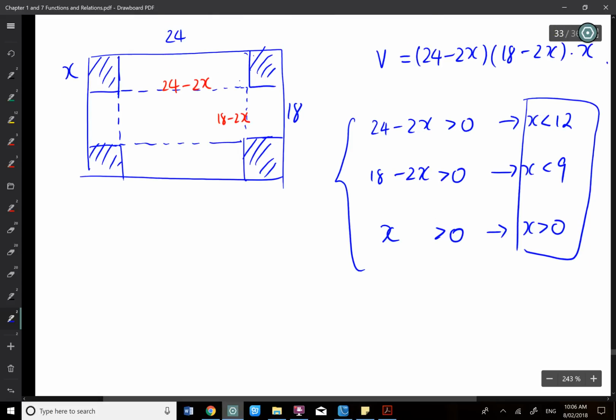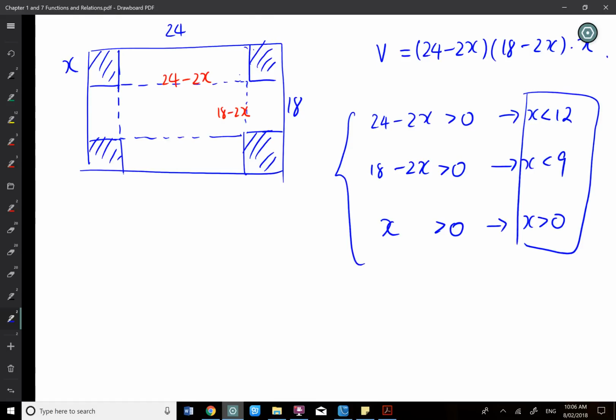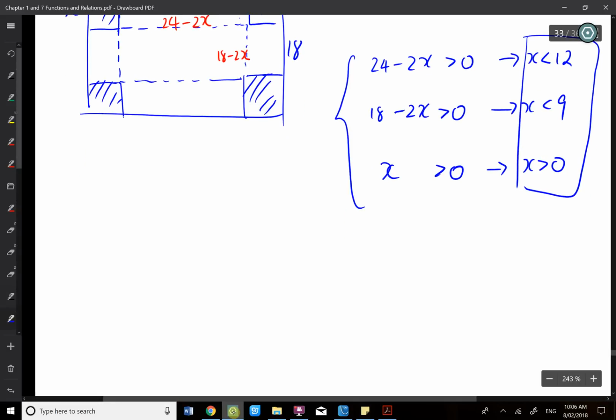Again, I need to satisfy 3 inequalities. I must have the x set satisfy all these 3 inequalities. Therefore, we are trying to find the intersections between those inequalities. So if you think about it, we draw a number line. We have 0, 9, and 12.